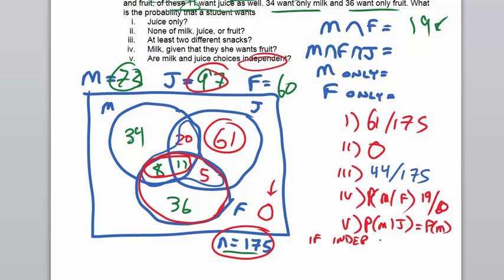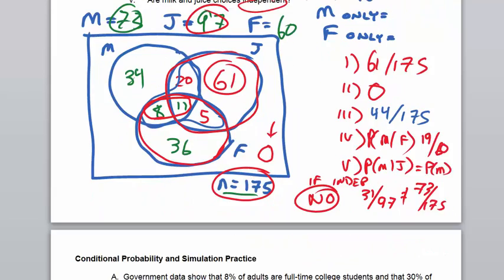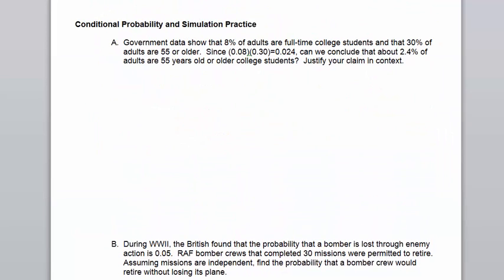All right, so the probability of milk given juice, well, there's my juice circle, and the milks in those are 31 out of the total in the juice column, which is 97. What's the probability of milk all by itself? Well, that was 73 out of the entire total, 175. Those two fractions clearly are not equal, so the answer is no, they are not independent. Knowing that somebody wanted juice does change their likelihood of wanting milk. They are not independent. Okay, on to the other problems.